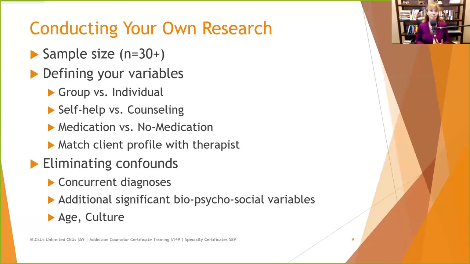Other confounds could be age and culture. You can't compare adolescents to adults in terms of what's effective, because what's going to be effective is probably different. And that can also be looking at the geriatric population versus people in their 30s and 40s. Different things are probably going to be effective with the different age groups.